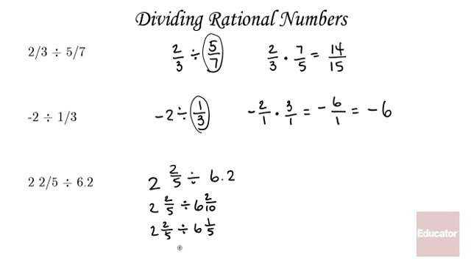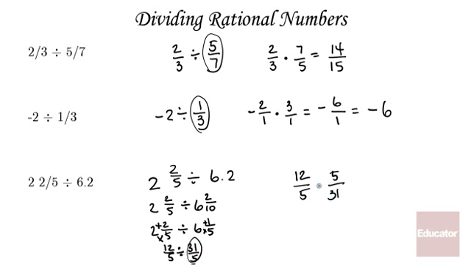Now when you divide mixed numbers, you have to change the fractions into improper fractions. 2 times 5 is 10, plus 2 makes 12 over 5. 6 times 5 is 30, plus 1 makes 31 over 5. And we haven't taken the reciprocal yet, so this is going to stay a division. Now let's move it to the side here. 12 over 5, I'm going to take the reciprocal of the second one, which becomes 5 over 31.